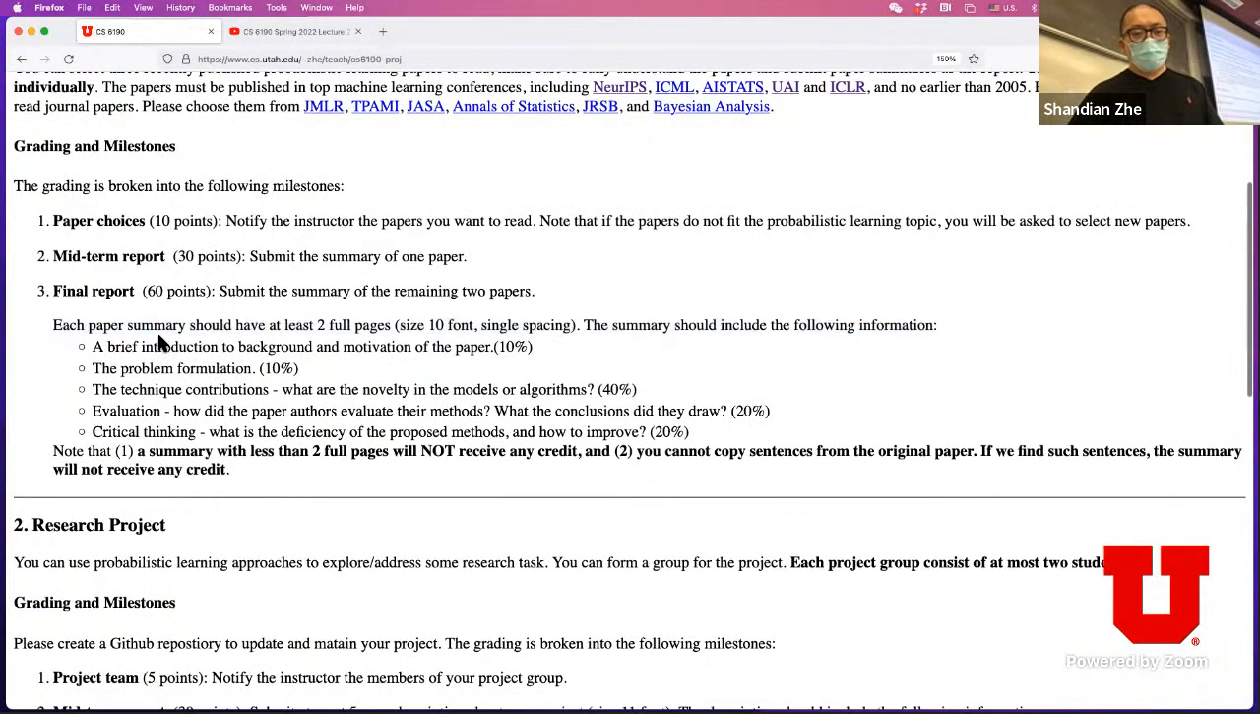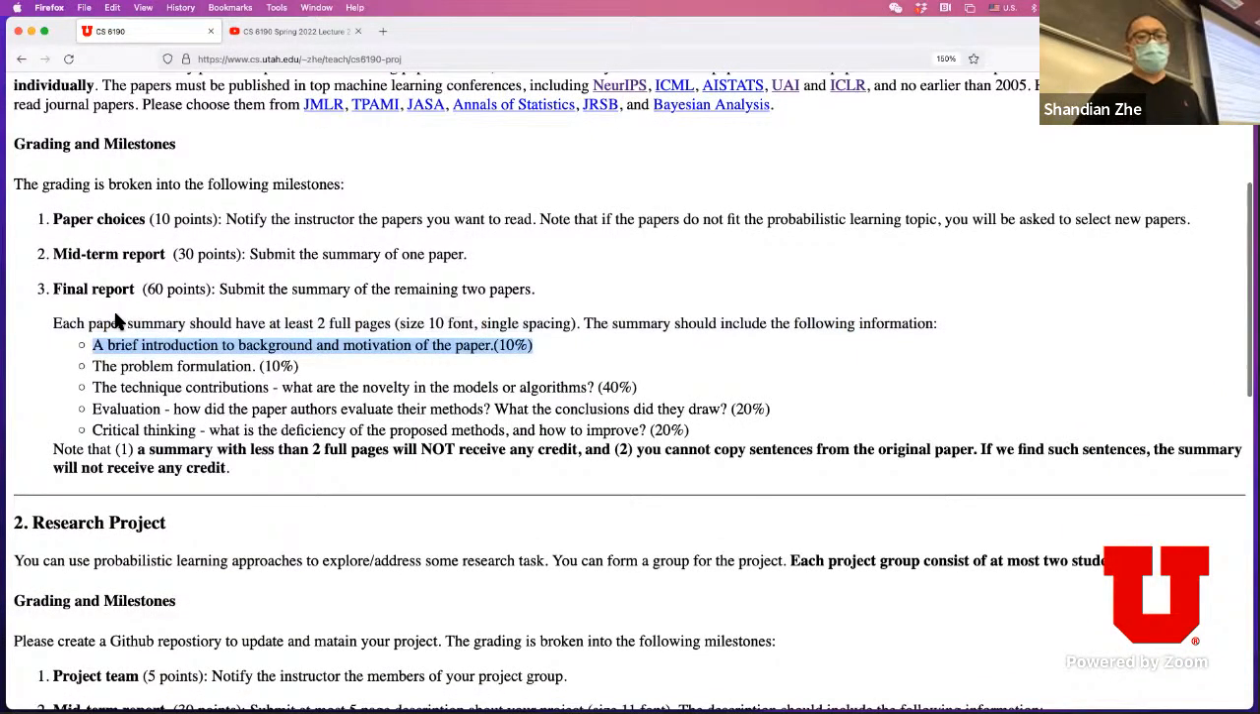That won't count. First, you give a brief introduction to the background and the motivation of the paper. Why do the authors propose their methods, models, algorithms, theorems, whatever? What kind of problems do they want to address? And then how do they formulate the problem? They may want to do classification, regression, dynamic modeling, or prove some asymptotic properties. How do they formulate the problem?